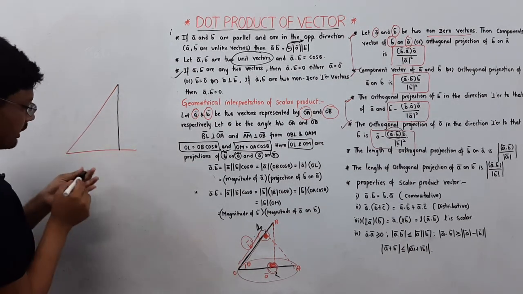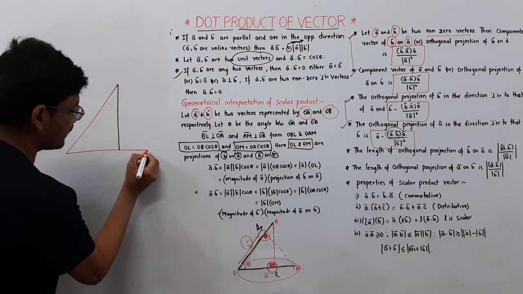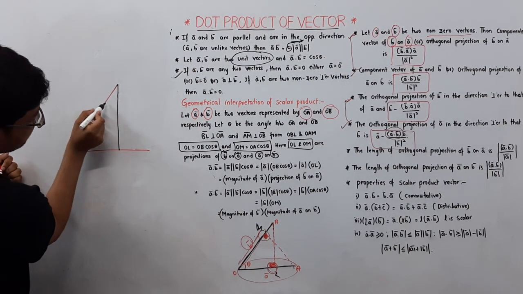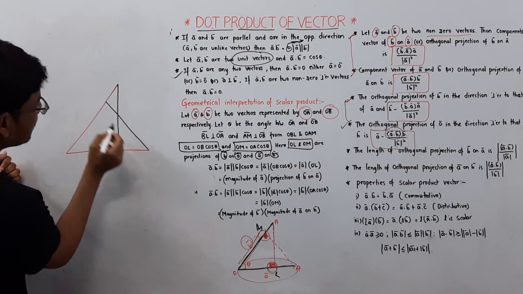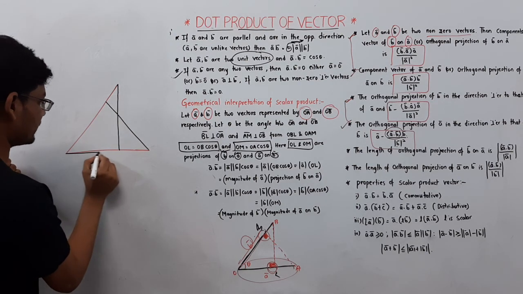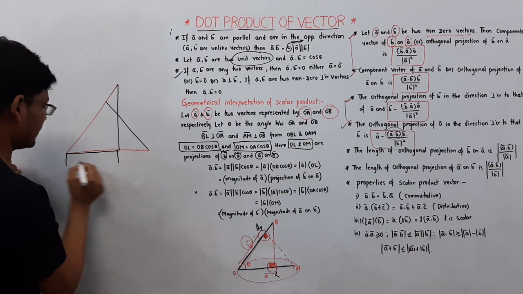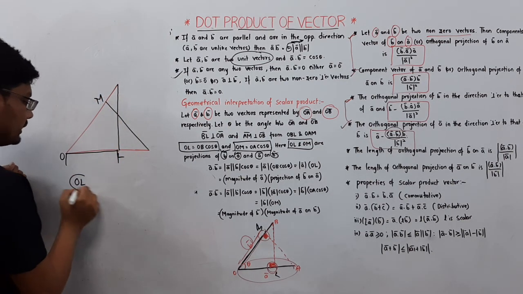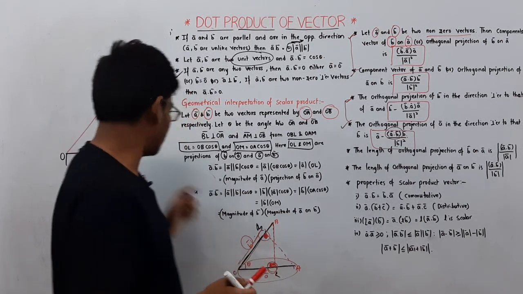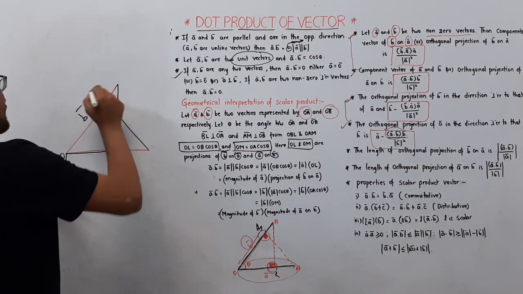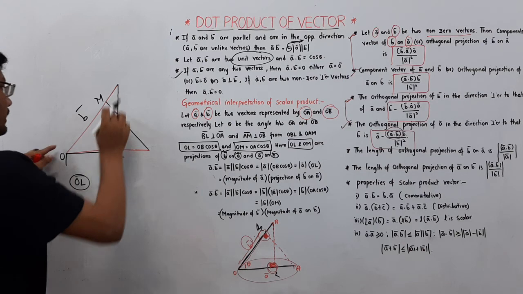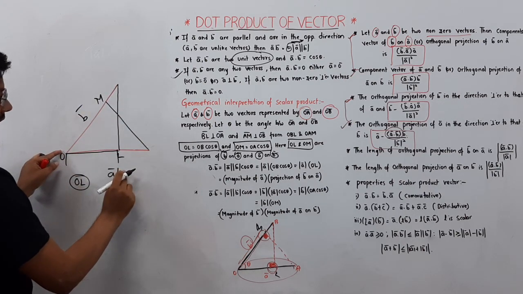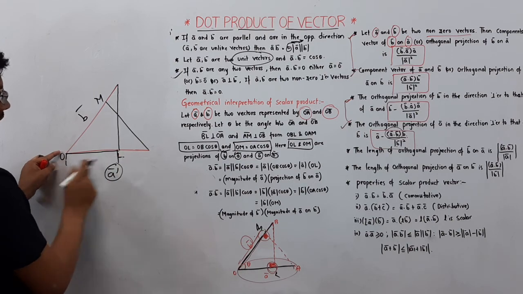This is one condition, the one projection, and here we have one more projection. This is the length of OL and this is OM. The length of projection for OL, this B bar is completely projected on A bar, then the length of projection is OL.